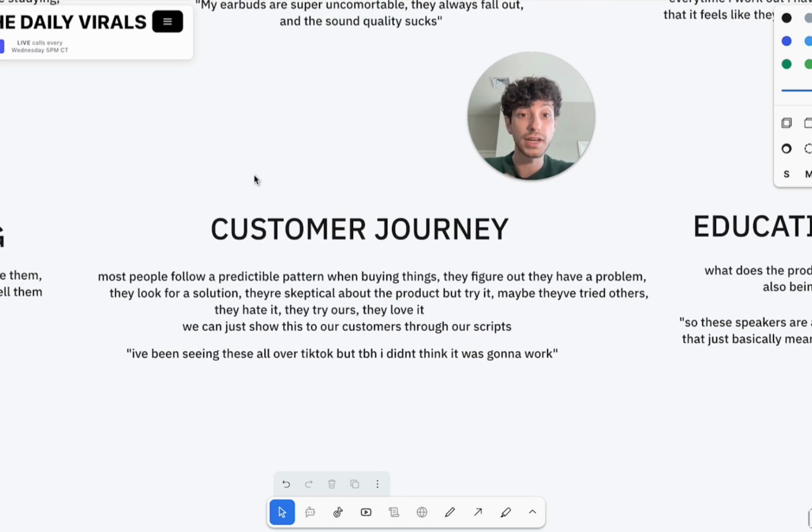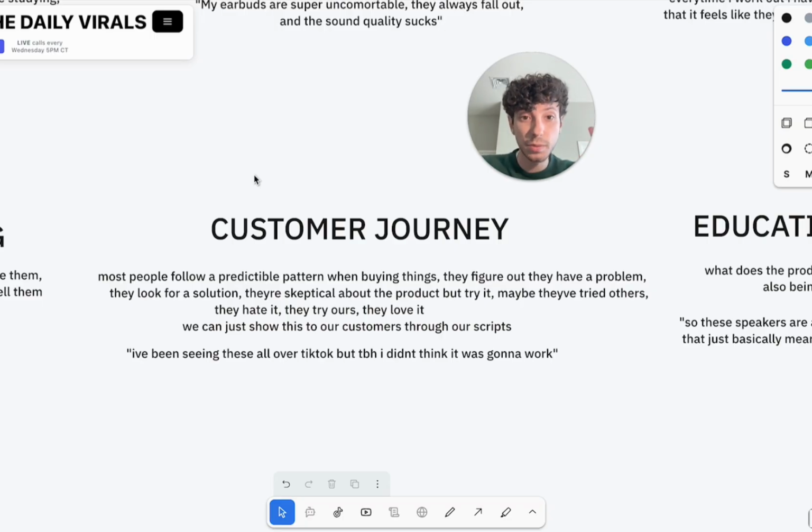Number 12, the customer journey. Most people follow a very predictable pattern when buying things. They figure out they have a problem, they look for a solution, they're skeptical about the product, maybe they've tried some others, but they end up buying it and they love it. For any product that you've ever bought, you've probably followed this same exact journey. And right now, the viewer across the screen from our TikTok is going through a similar journey.